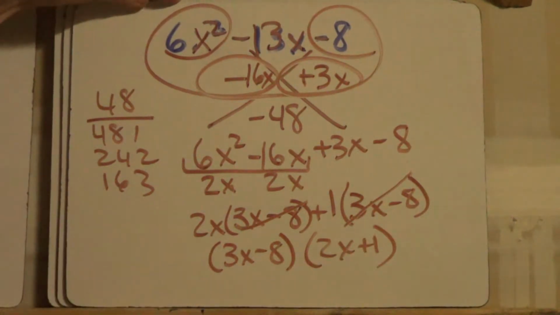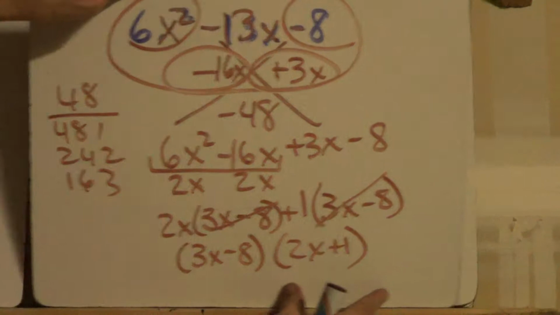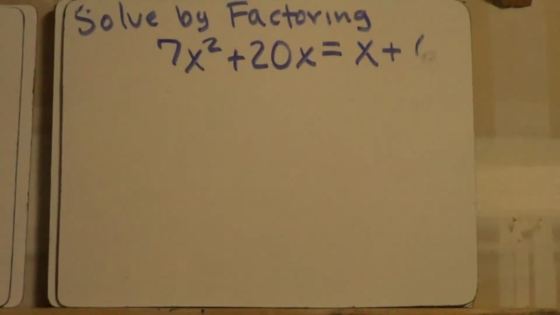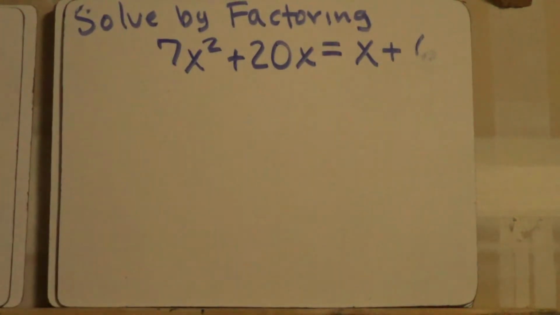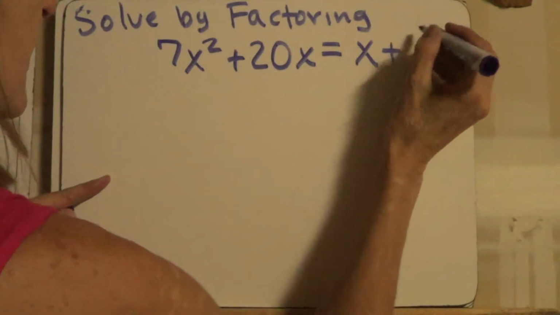There is no shortcut that you can do on this one. Last film I told you there was some shortcut you could do. Now we're going to solve by factoring. In solving by factoring, what we do is we set it to 0.